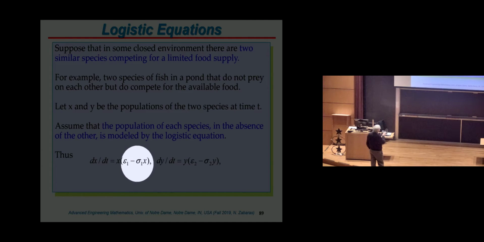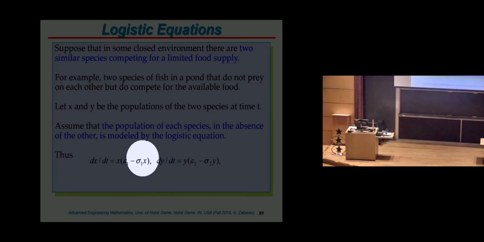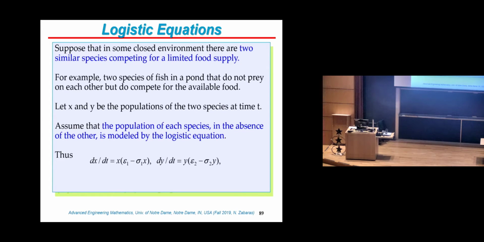And then by having this term minus sigma 1 X, effectively we're saying that there is a saturation point in the population. They are not going to keep growing to infinity, and the saturation rate, you can see, is epsilon 1 over sigma 1. Okay? So again, epsilon 1 is the growth, and epsilon 1 over sigma 1 is the saturation rate. So the same thing for Y. Again, in these two equations, there is no competition between the two species.